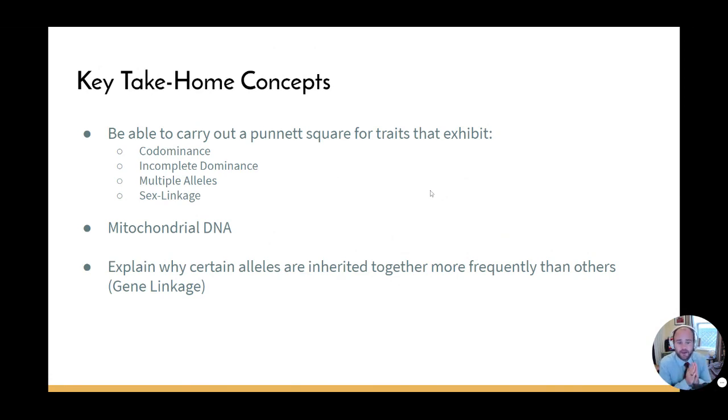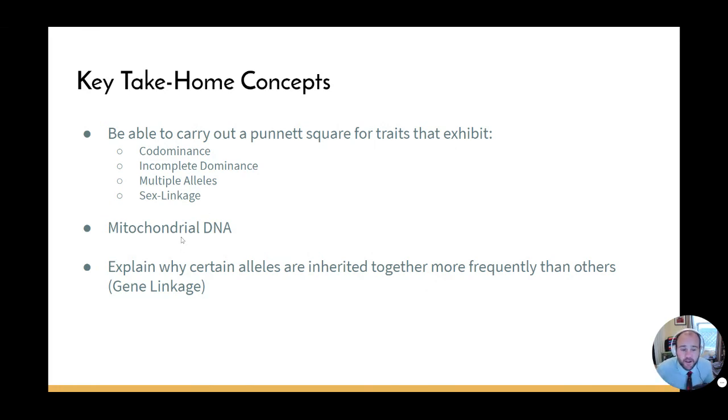So that's our topic. That's our lesson today on chapter 12, big key take-home topics. You should be able to carry out a Punnett square and identify offspring showing codominance, incomplete dominance, multiple alleles, and sex linkage. If you can't do one of those Punnett squares, you need to do some practice.